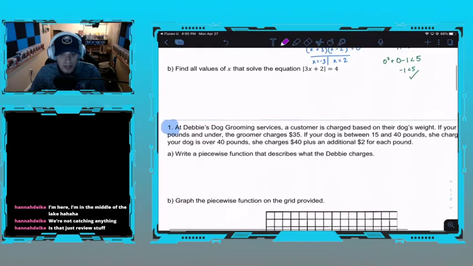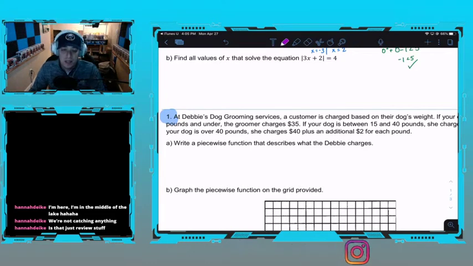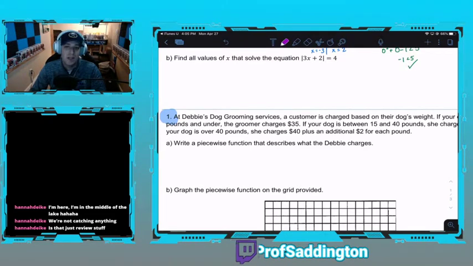I'm going to scroll down. So now the first one down here is still piecewise stuff, because we did some piecewise stuff last week. I wanted to continue on, just do a couple more word problems. I don't want to give you guys a crazy amount of new stuff while we're off.